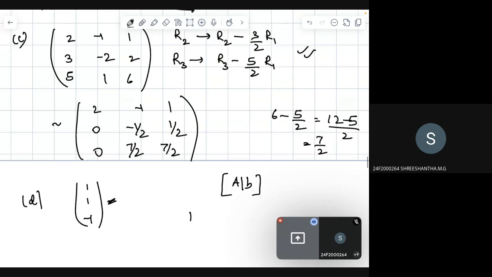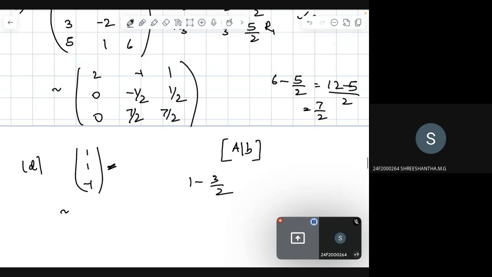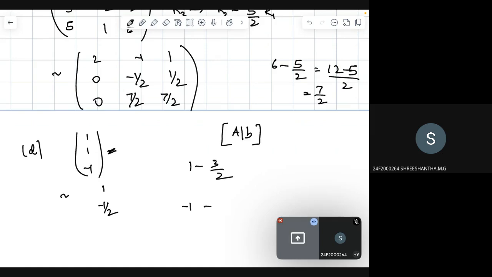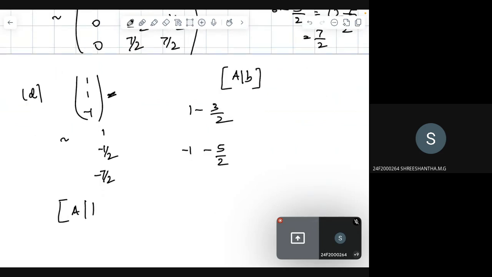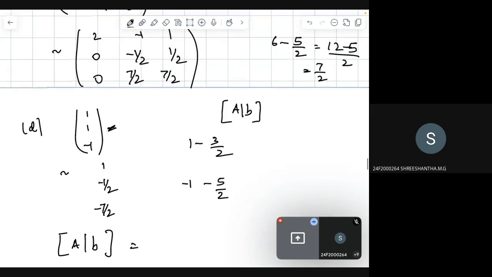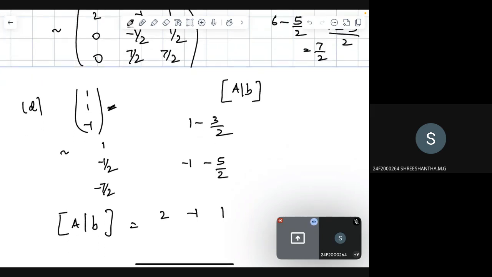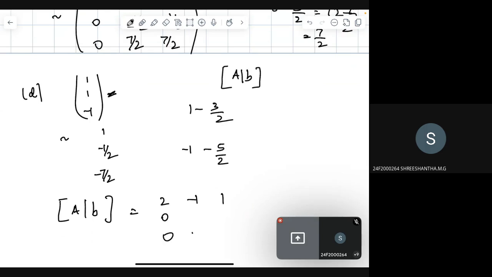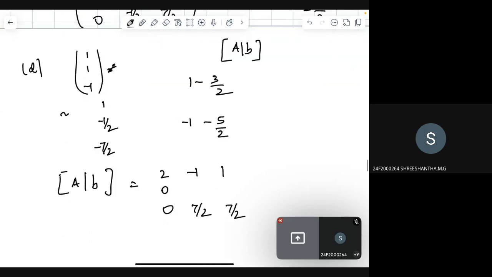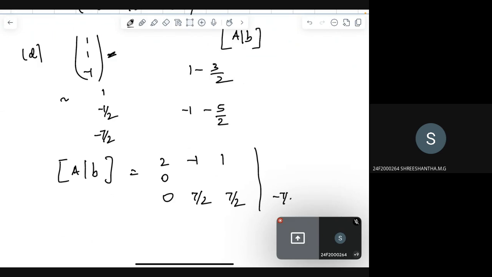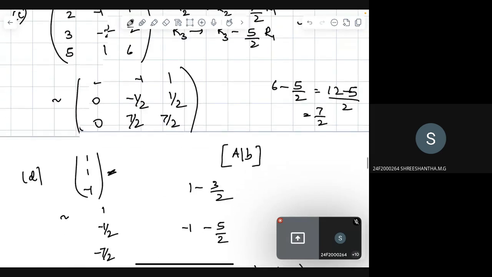So R2 is 1 minus 3 by 2, which is minus half, and minus 1 minus 5 by 2, which is minus 7 by 2. Correct? So this will come out as 2, minus 1, 1, minus half, half.